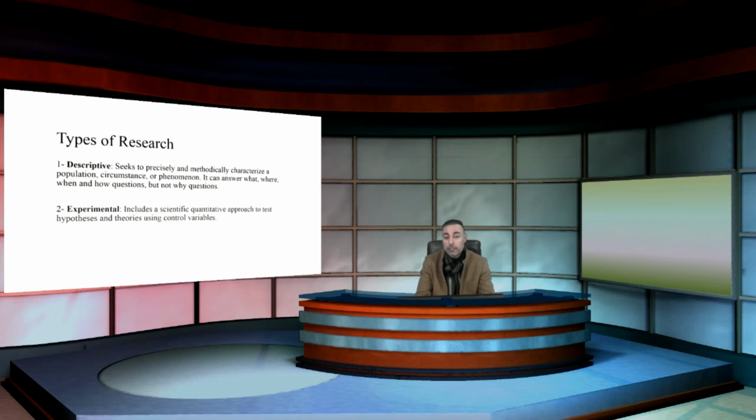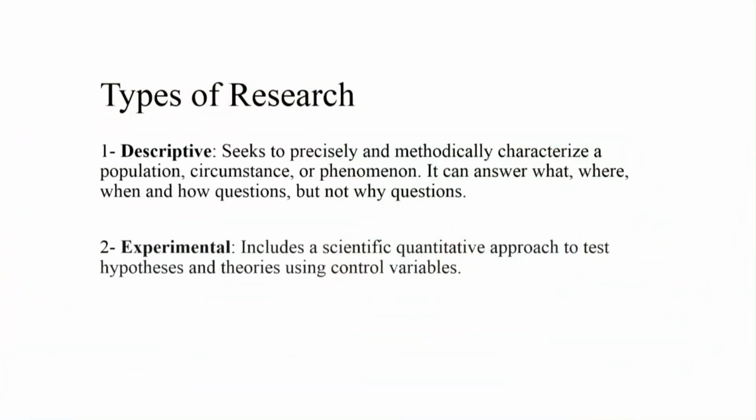We have two types of research papers that we have to accomplish as a student in the 4th year. First, we have descriptive, and then we have experimental, and we will talk about each one individually in detail. So the first one, descriptive. It seeks to precisely and methodically characterize a population, circumstances, or phenomenon. It can answer what, where, and when, and how questions, but not why questions.